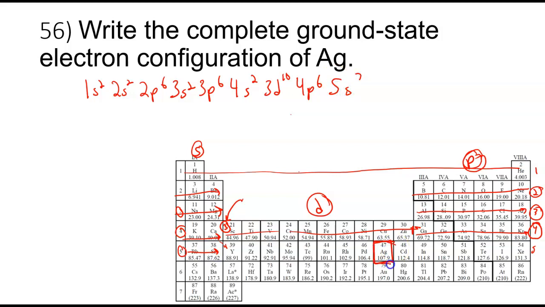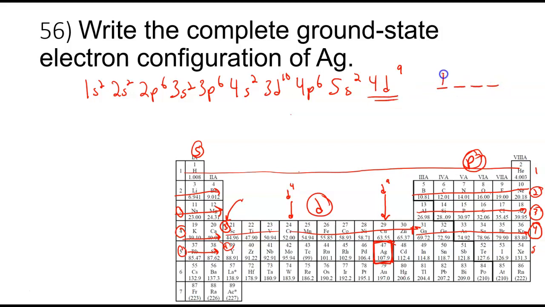Oh, but this is silver. So we think it's 5s2, 4d9. Remember, silver is an exception, right? Our exceptions are the d4s and the d9s. Now again, exceptions to our rules. So remember, we did this one in lecture.